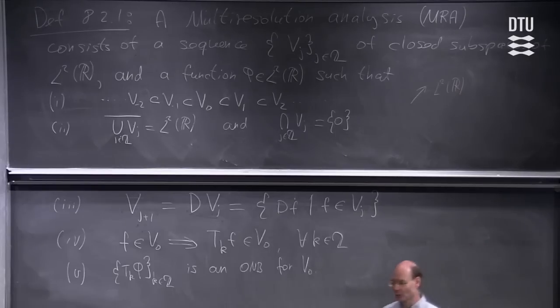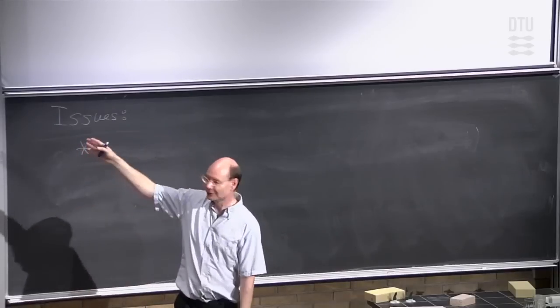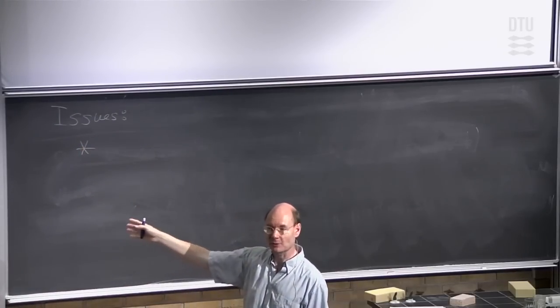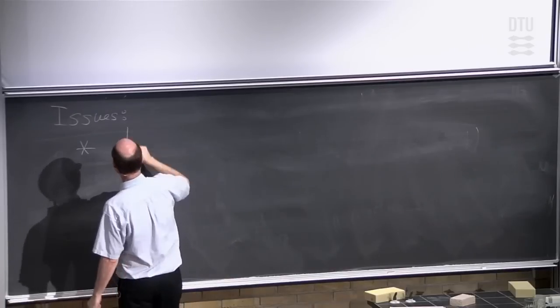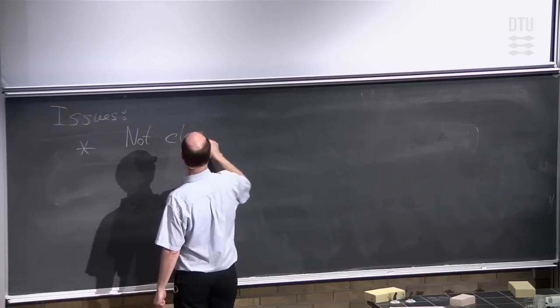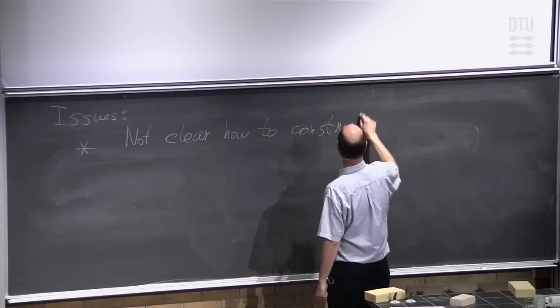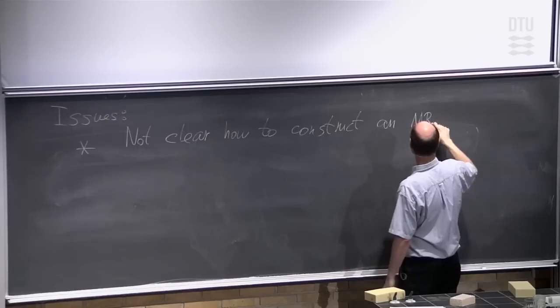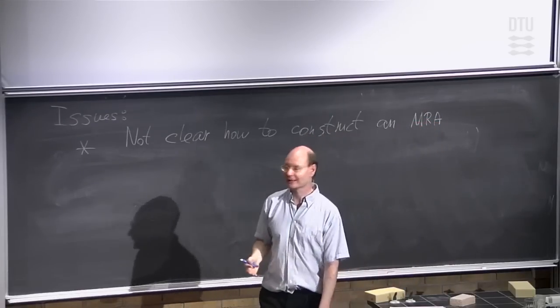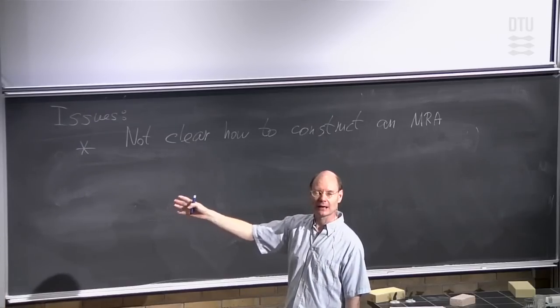So this is the structure we will have to work with next week. But I think already when you look at this, you can see that there are some problems here. So there are some issues that are not clear yet. First of all, it is by no means clear how to get these properties satisfied. So it is not clear how to construct such a multi-resolution analysis. Here it just says a multi-resolution analysis has to satisfy these conditions, but we have no ideas how to do that in practice.